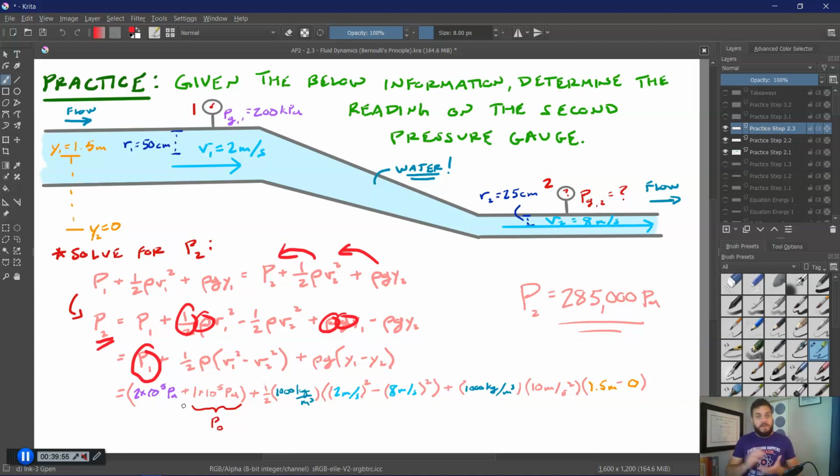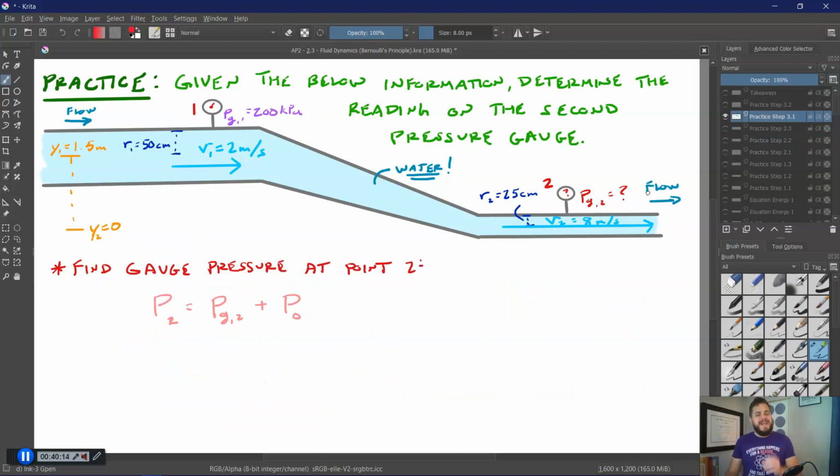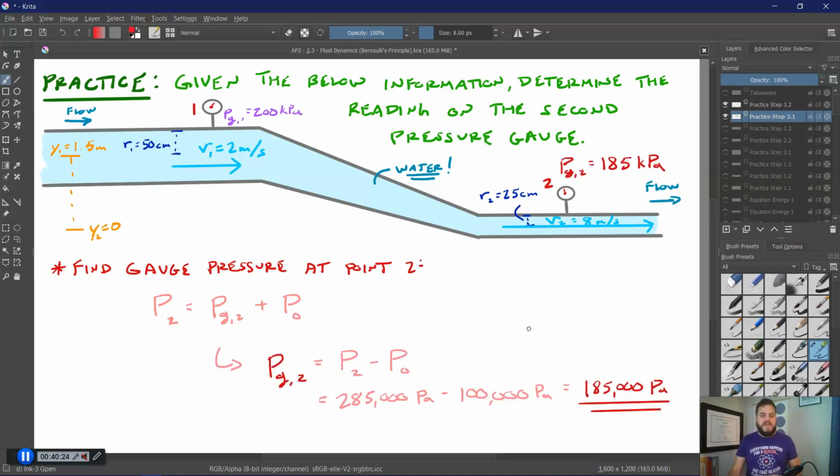When you get to this point, you're going to need to pull your calculator out. Be very careful with your signs. We stick all the numbers in, and we get an absolute pressure of P2 equal to 285,000 pascals. But the issue is that we didn't ask for the absolute pressure at point 2, we asked for the gauge pressure. Keeping in mind that the absolute pressure is equal to the gauge pressure plus atmospheric pressure, we need to subtract atmospheric pressure out, and we get a final gauge pressure of 185,000 pascals.